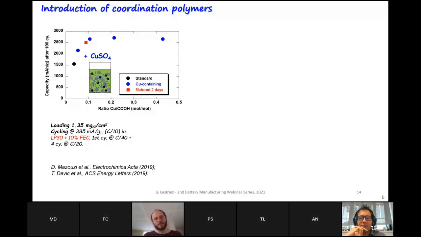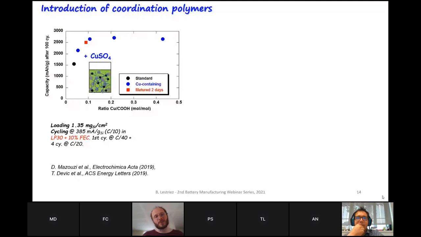You see in black the standard electrode. There is a little bit of copper, likely due to copper corrosion during the first drying stage. The red square is for the matured electrode, with a higher amount of copper and higher capacity retention. And the blue circles correspond to the standard electrode formulation in which copper sulfate was added.